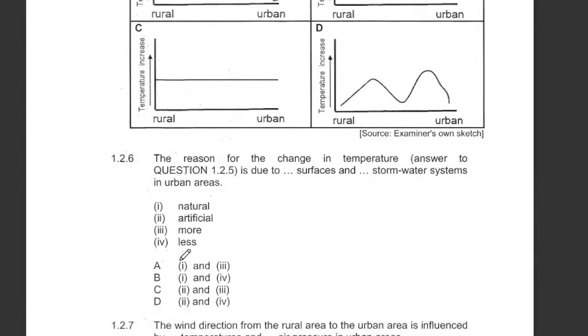The reason for the change in temperature is due to, let's say, change in temperature in the urban area. Obviously, it's not natural vegetation, so wherever there is one is wrong. Okay, so 2 is right. So it's due to artificial surface, which is Roman numeral 2, and then storm water systems. So the answer is, yeah, it's C.